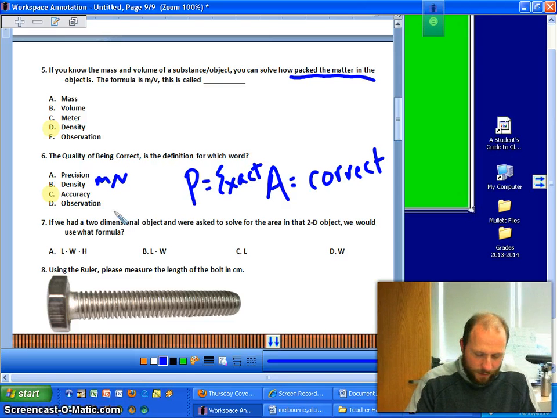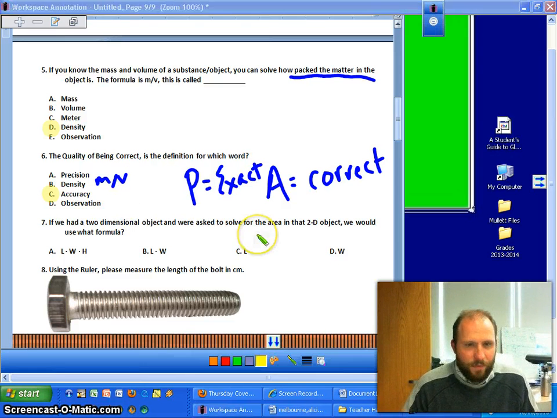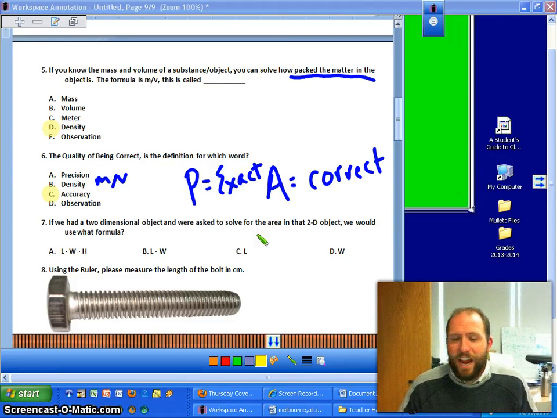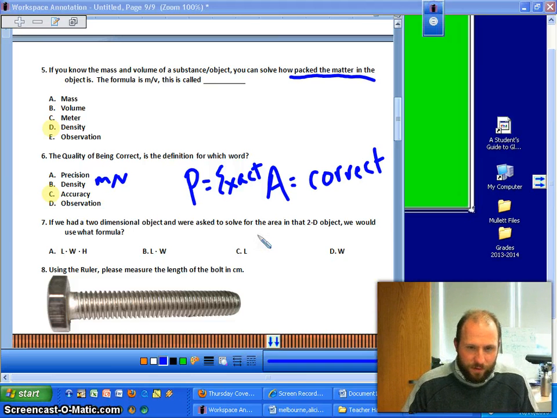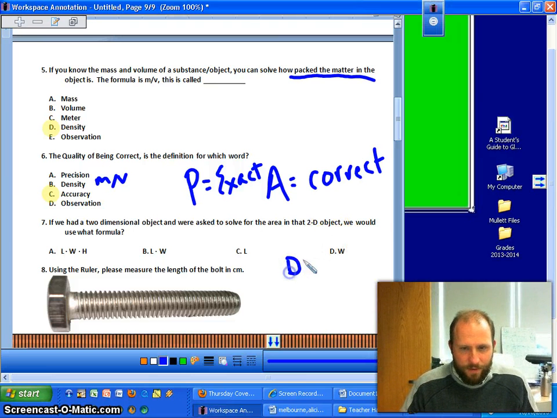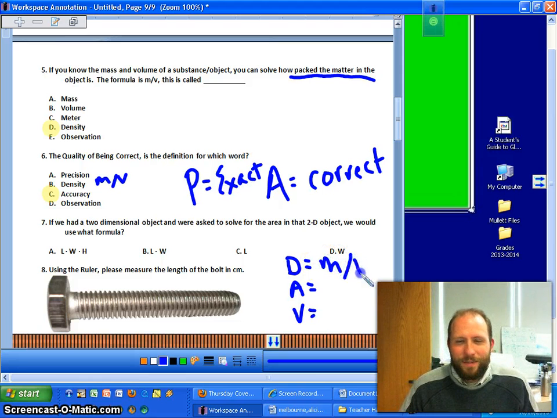Alright, let's go to another question here. If we had a two-dimensional object and we're asked to solve for the area in that 2D object, we would use what formula? Well, it's important to remember that there's the density formula, there's the area formula, and then there's the volume formula. Density, you guys remember the formula? Good job. Mass divided by volume.